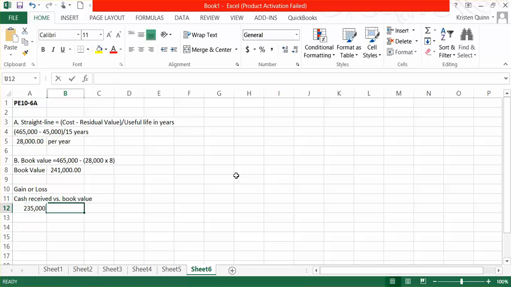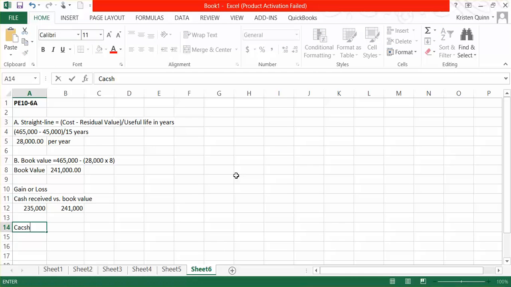So we now can calculate our loss. We take the cash that was received of the $235,000 and we subtract away the book value of $241,000. That gets us to a loss on the sale of this fixed asset of $6,000.